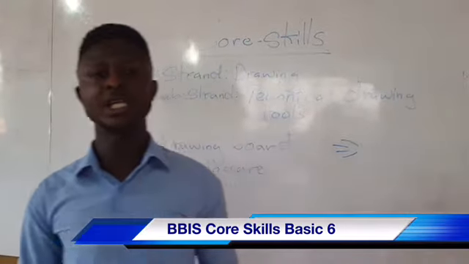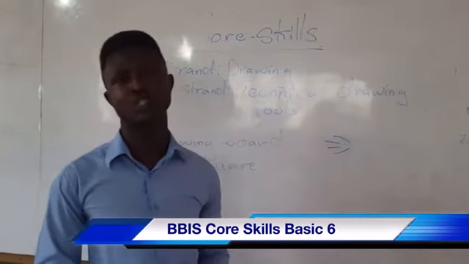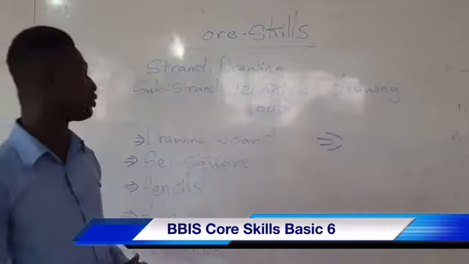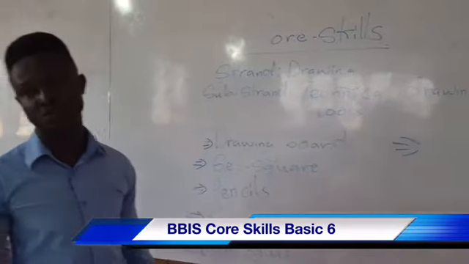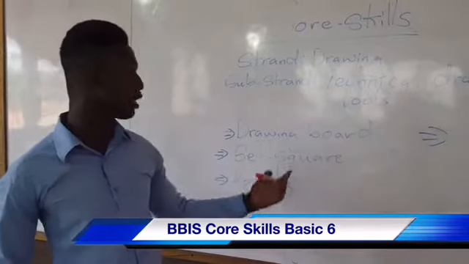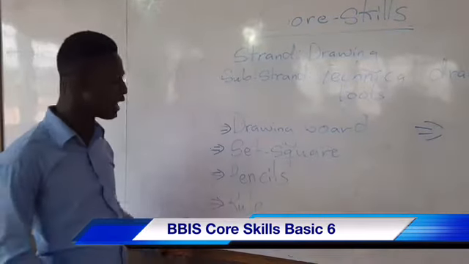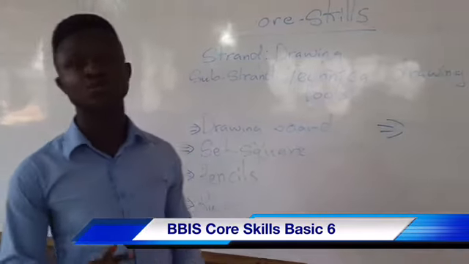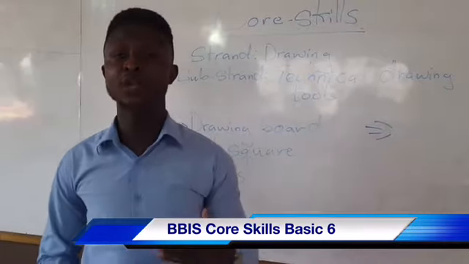Now, in drawing, there are some technical tools that we use. I've labeled them on the board. One of the technical tools we use in drawing is a drawing board. We also have the set square, we have the pencil, we have the ruler, and the T-square. We are going to go through them one after the other, and learn what they do.